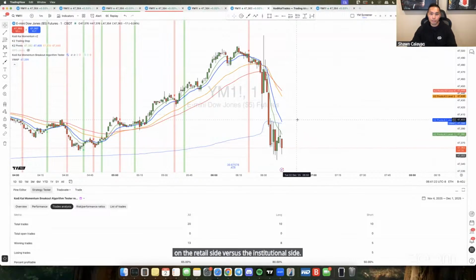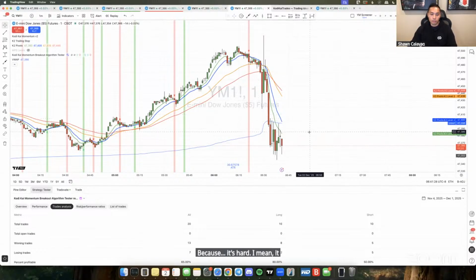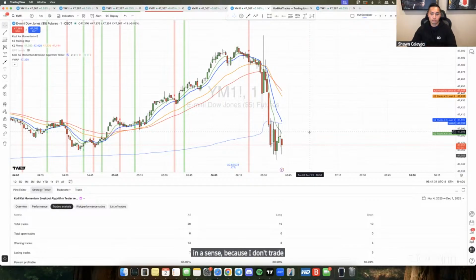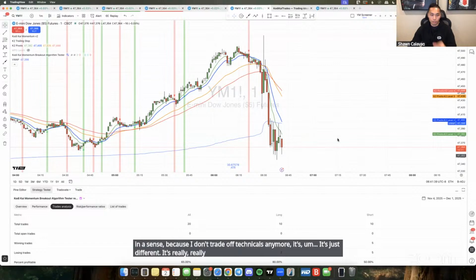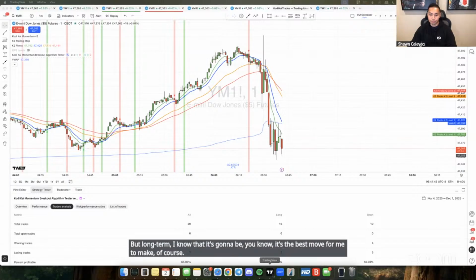And I'm still trying to make that switch, right? Because it's hard. I mean, it's hard going off the quant data. It's hard changing my style of trading really, because I don't trade off technicals anymore. It's just different. It's really, really different. But long term, I know that it's the best move for me to make, of course.